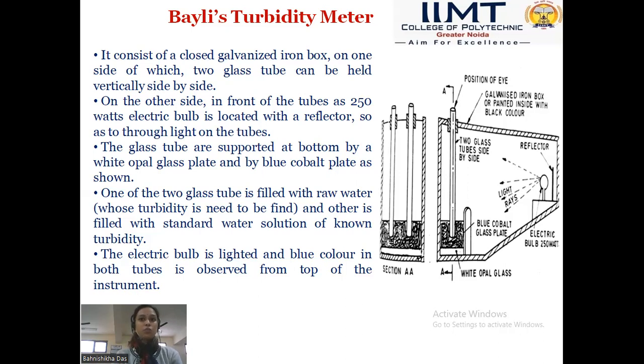As soon as we switch on the light, the blue color will be observed in both the tubes because of the blue cobalt plate placed below the glass tubes. Because of the blue cobalt plate at the bottom of the glass tube, both the tubes, both the water solutions, will appear blue.